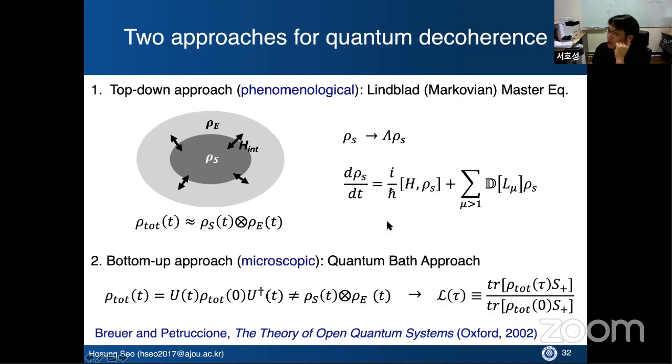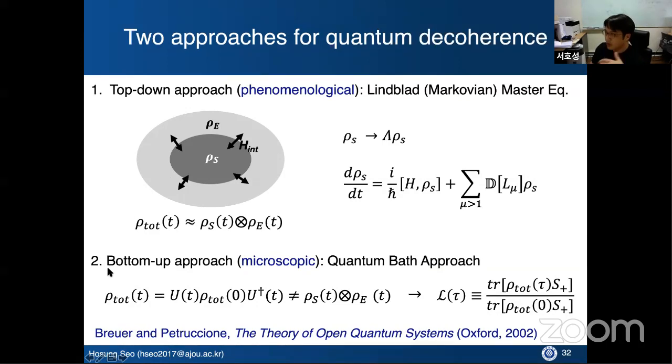There are two main approaches to understand this decoherence process. The first one is the top-down approach, with phenomenological models, and one of them is the Lindblad master equation. This approach assumes that your environment is a noise source, so you can always decouple the density matrix of the combined system into the qubit density matrix and the environmental density matrix. Then you can model the noise effect with a superoperator approach. This is a good approach, and you can understand a lot of decoherence phenomena, but the important issue is that you don't know the exact noise spectrum of your environmental degrees of freedom.